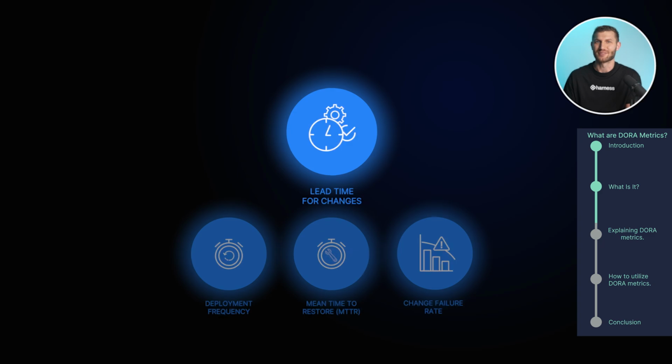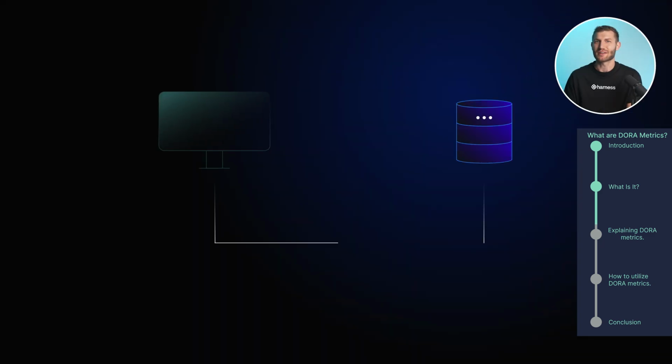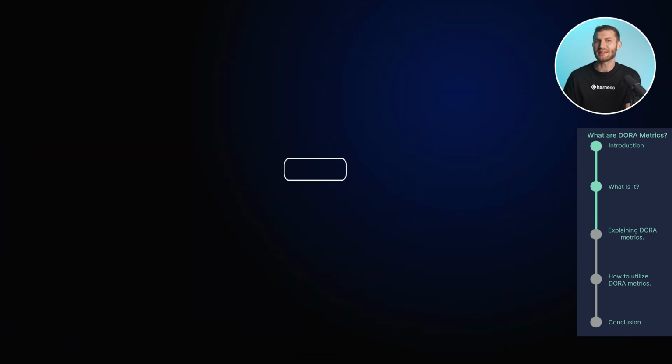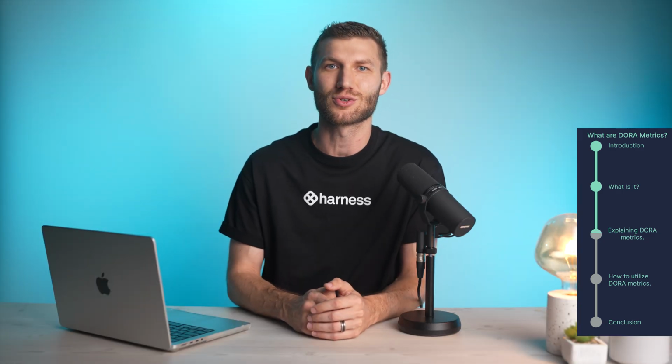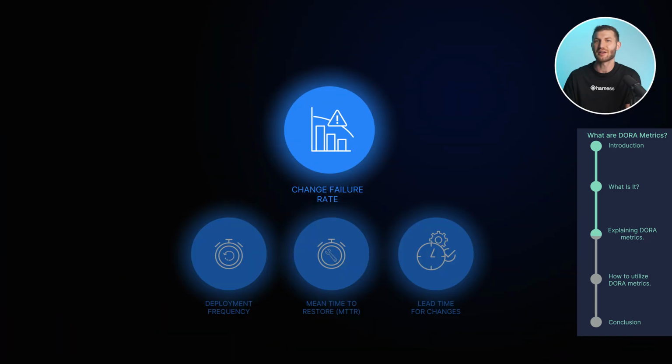Lead time to changes. This quantifies the time it takes for a code change to go from the initial commit to being successfully deployed in a production environment. Shorter lead times signify a more efficient and streamlined software delivery pipeline, allowing organizations to respond rapidly to customer needs and market demands.